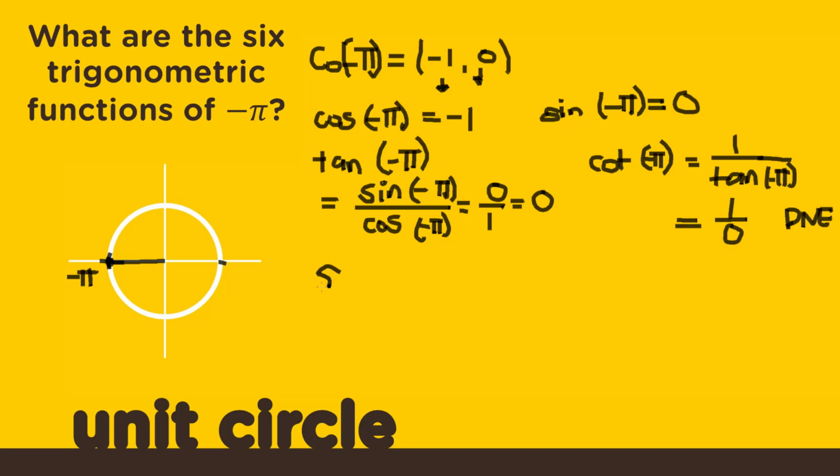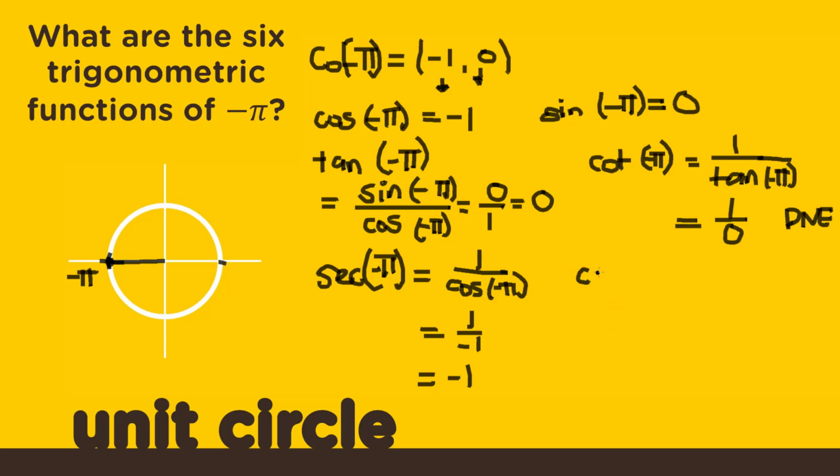But any number aside from 0 with denominator 0 doesn't exist. Let's continue with the secant. So we have here the secant of negative pi. The secant is the reciprocal of cosine. This is 1 over the cosine of negative pi. The cosine is already given as negative 1, so it's 1 over negative 1. The secant of negative pi is also negative 1.